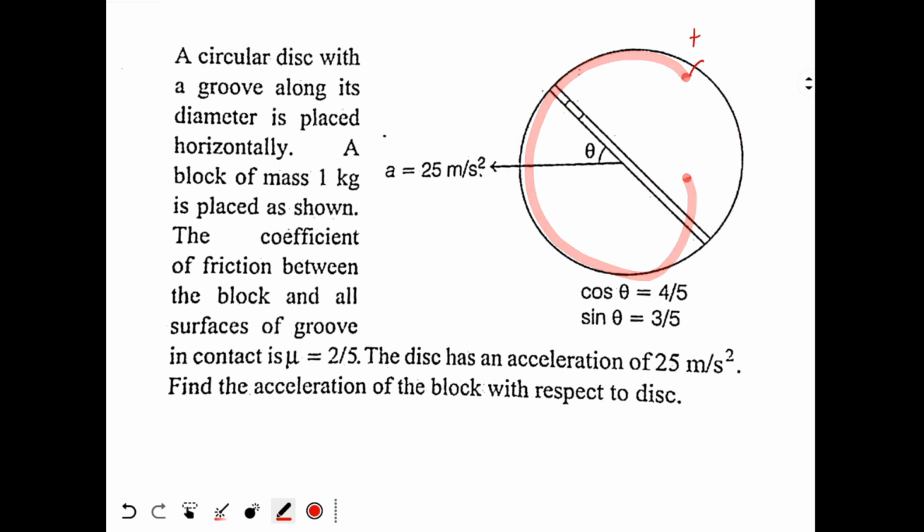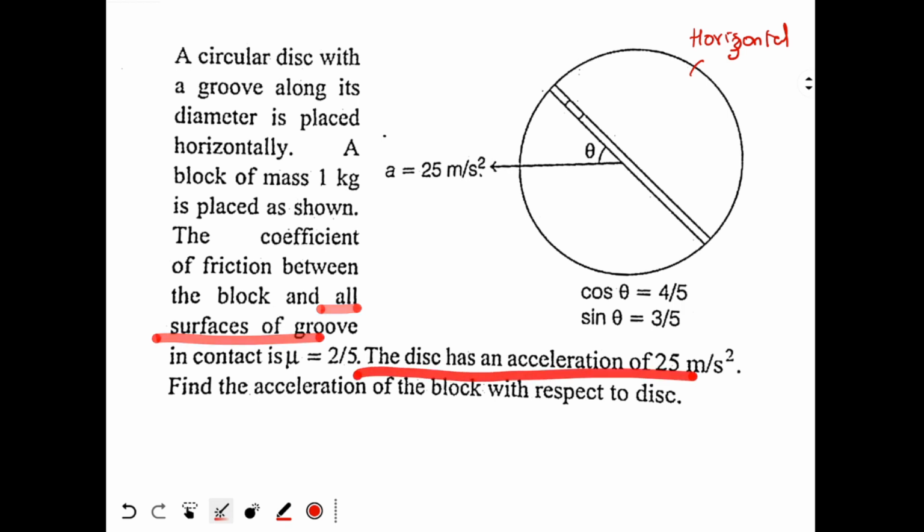Let's write it over here. Disc is horizontal. My writing is bad. A block of mass 1 kilogram is placed as shown. There's a block in the groove. The coefficient of friction between the block and all surfaces of the groove in contact is mu equal to 2 by 5. We will come to this part. What does it mean by all surfaces of groove?